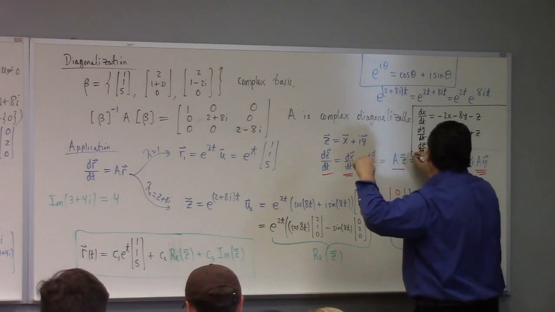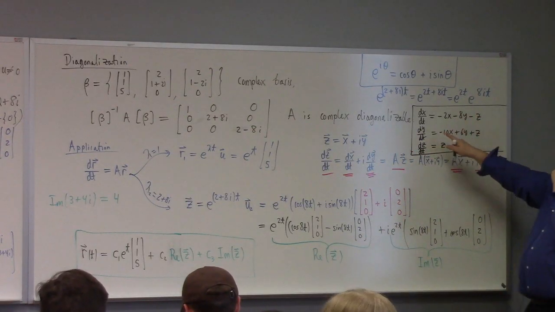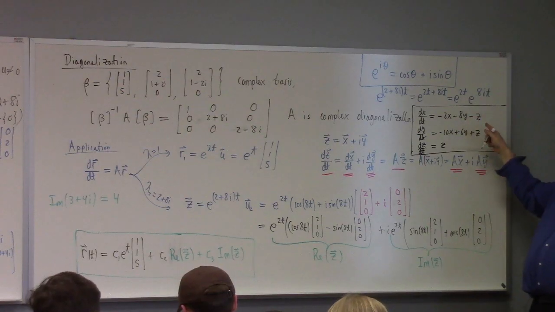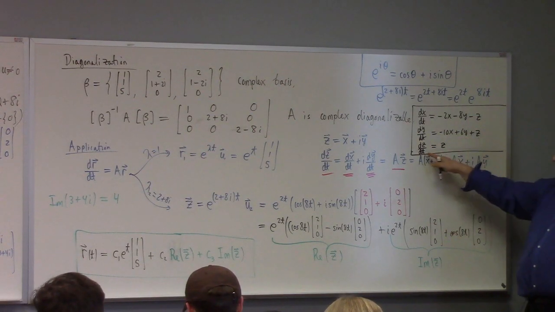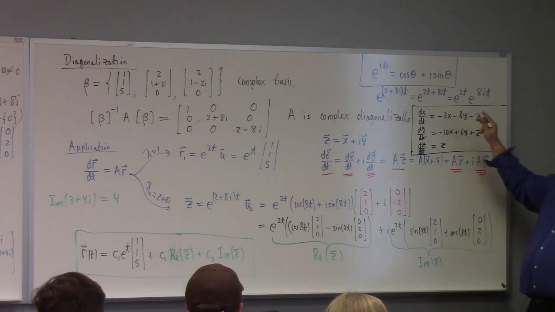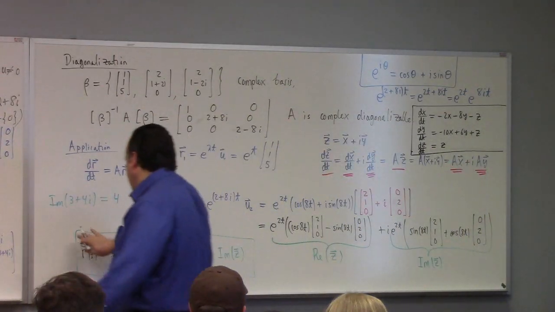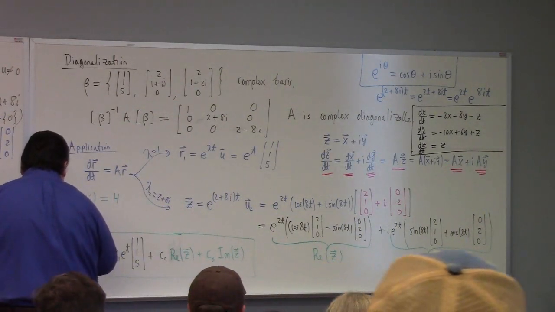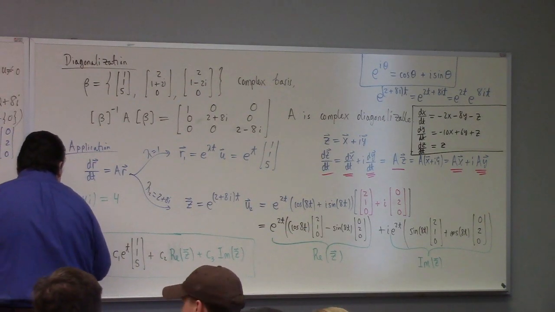So guys, we just solved this system of differential equations. dx/dt is minus 2x minus 8y minus z, and dy/dt is minus 10x plus 6y plus z, dz/dt equal to z. This system of three differential equations has that solution. Here, the r is just a notation for x, y, z. All right?